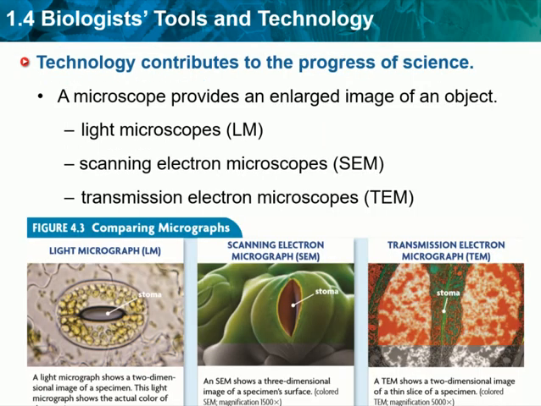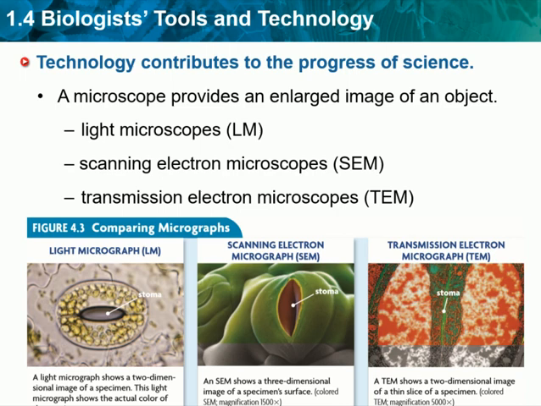There are two main types of electron microscopes. A scanning electron microscope, or SEM, scans the surface of a specimen with a beam of electrons. Usually, the specimen's surface is coated with a very thin layer of a metal that deflects the electrons. A computer forms a three-dimensional image from measurements of the deflected electrons.